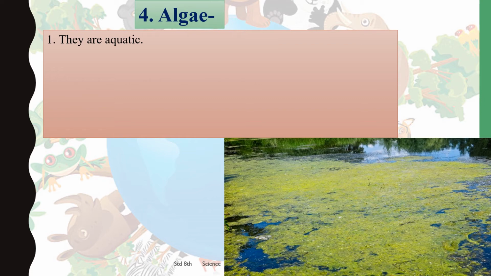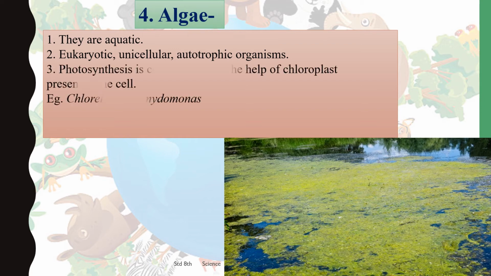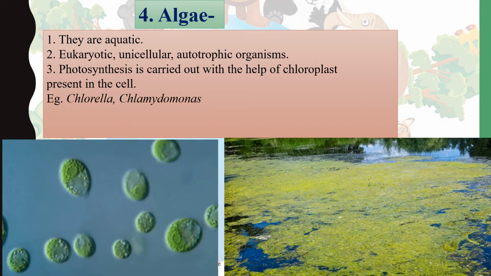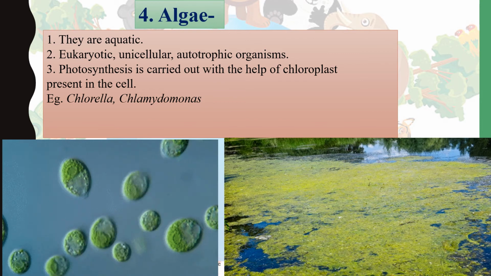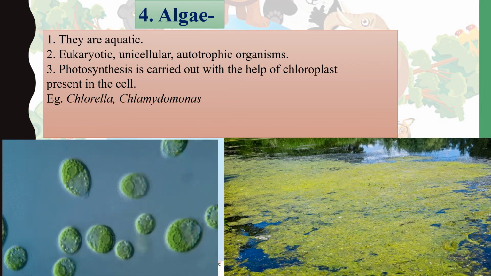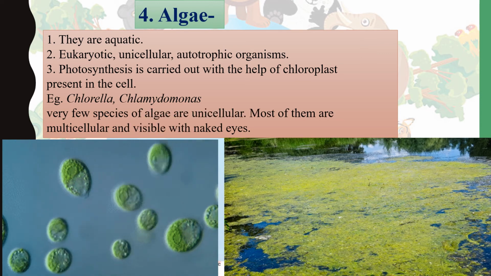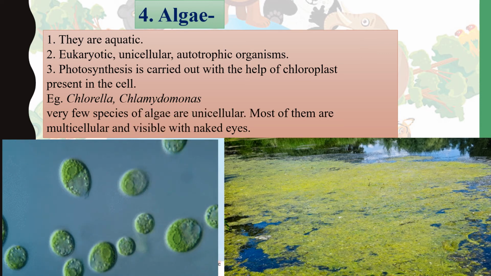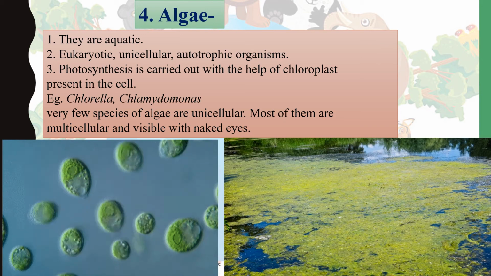Okay, so the next point is very interesting, related to the earlier one. That is, photosynthesis is carried out with the help of chloroplast present in the cells of these organisms. Examples are Chlorella and Chlamydomonas. There are very few species of algae which are unicellular. Most of them are multicellular and they are bigger in size. You can actually view them with the naked eye.